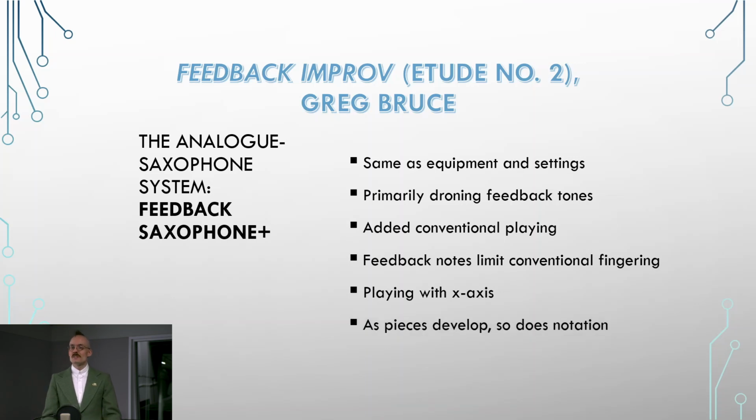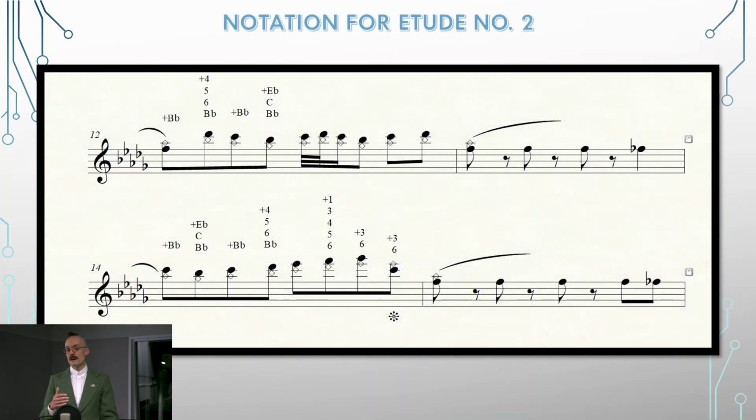And as my improvising with the system has developed, the notation has had to change as well. Here we see a sample of the notation I'm using for this feedback plus conventional playing. You can see here I have only one staff. It actually contains more information than my previous two-staff system, because it contains not only your feedback tones, but also conventional playing. The regular note heads represent the conventional tones you're supposed to be playing. And unless otherwise indicated, it's going to be a standard fingering.